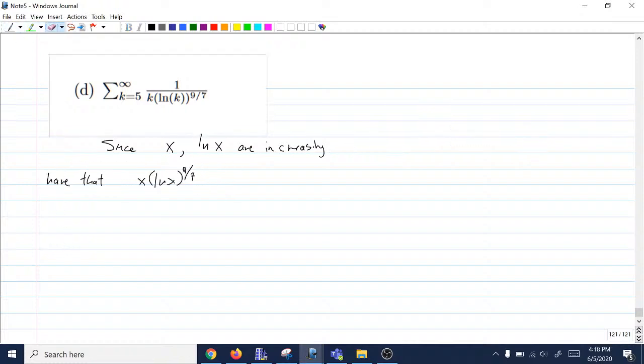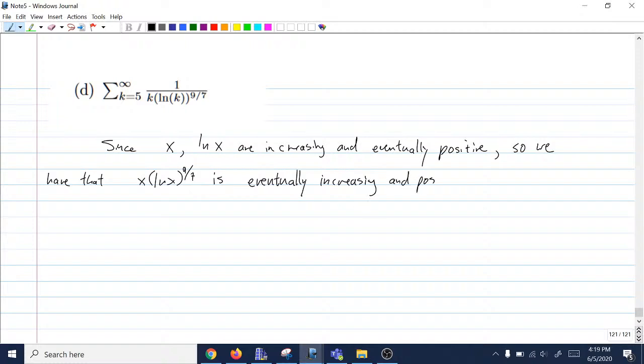So I need some eventuallys in here, actually, to be correct. x and log x are increasing and eventually positive. So we have that this thing is eventually increasing and positive. So 1 over x log x to the 9/7 is eventually decreasing and positive.